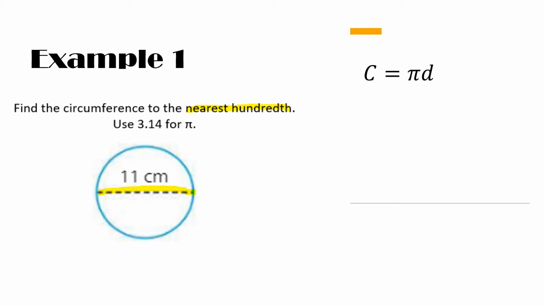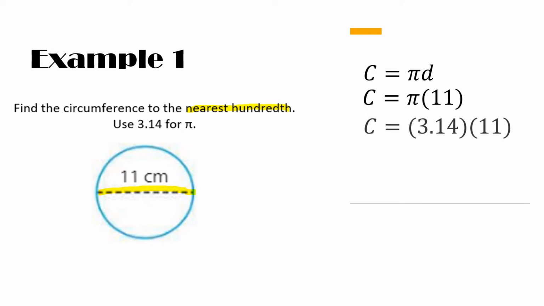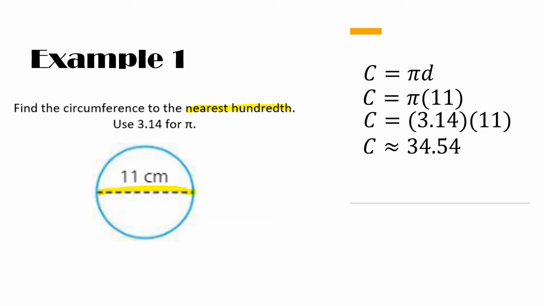The first thing I'm going to do is substitute in what I know. I know my diameter is 11. I'm going to use 3.14 for pi. I'm going to use my calculator to multiply these, and I'm going to get c is about 34.54. If you notice, my equal sign is now these two little squiggly lines. That's because what I have is an approximation. If you recall, 3.14 is just an approximation for pi. It is not an exact value. That gives me a final answer that the circumference of the circle is about 34.54 centimeters.